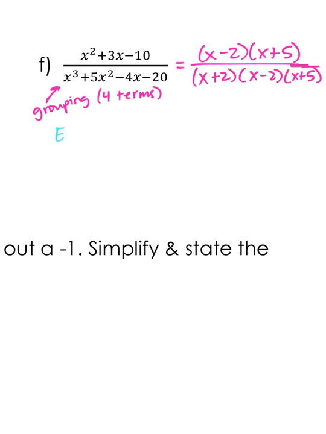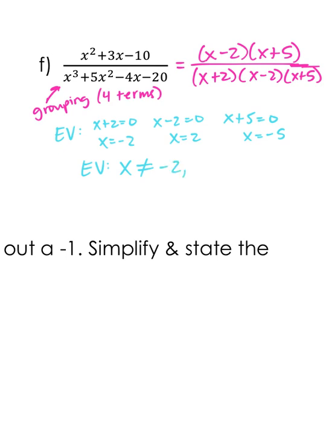So for my excluded values, I'm going to set each of those equal to 0 and solve for x. So my excluded values, x cannot equal -2, +2, or -5.